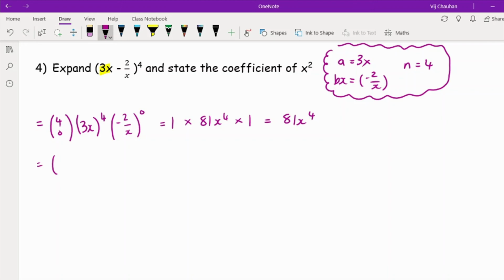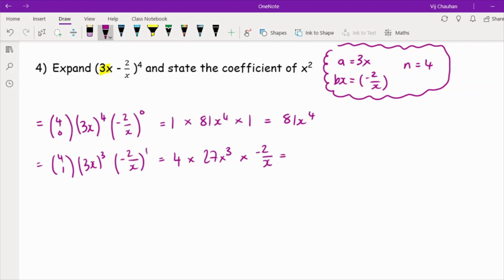Now the second one, I've got the second of Pascal's numbers, which is 4, 1, or 4 NCR 1. Then the first term moves down one, so that becomes cubed, and minus 2 over x starts increasing its powers. So multiplying this out, I get 4 times 27x cubed multiplied by minus 2 over x.